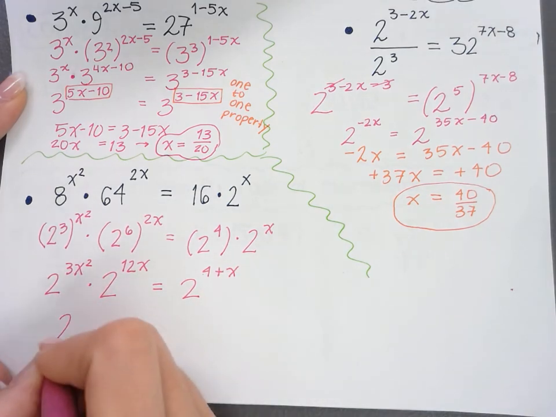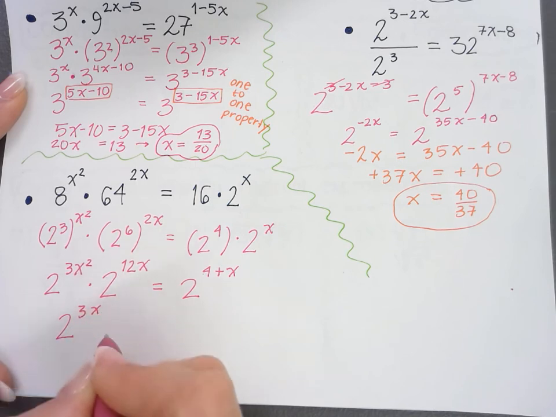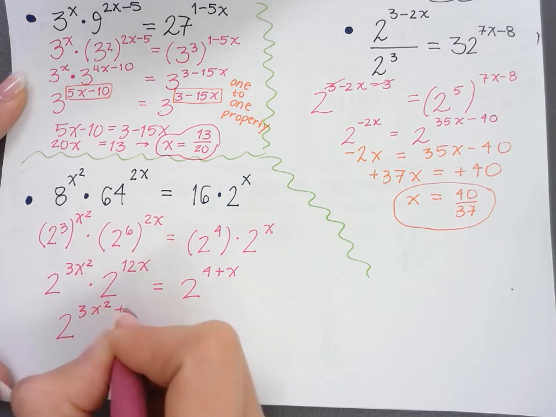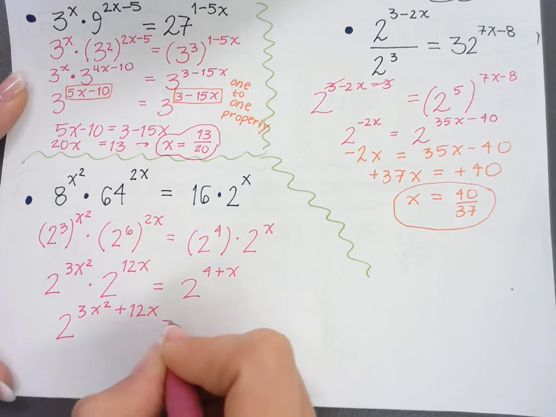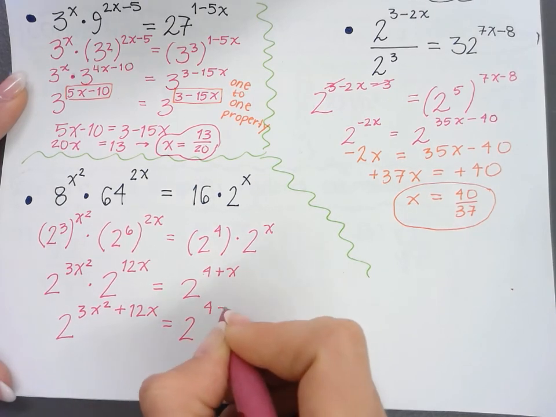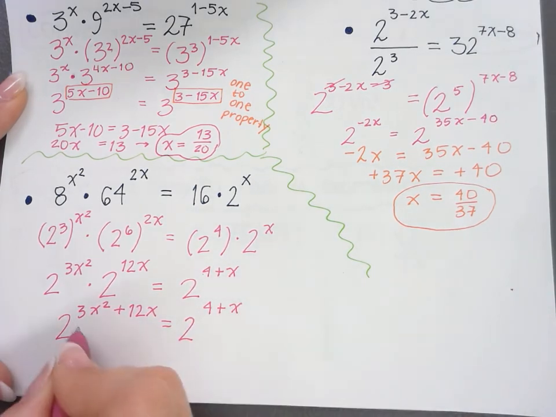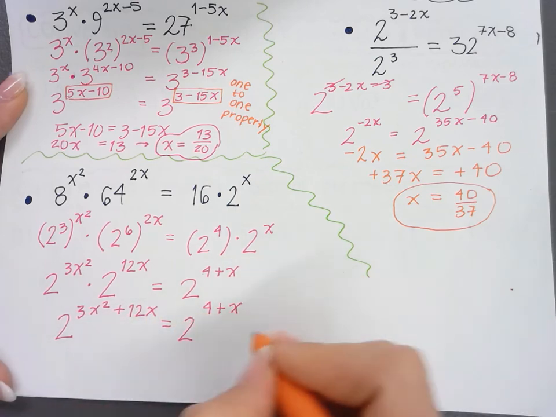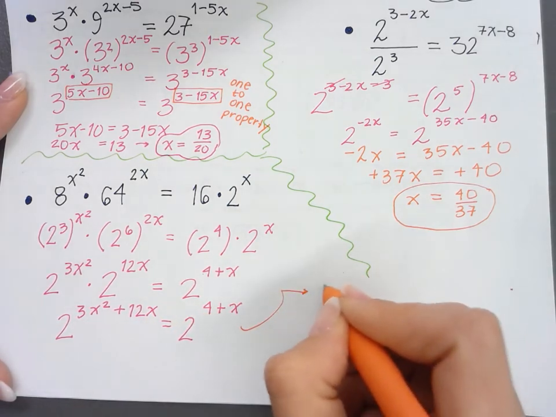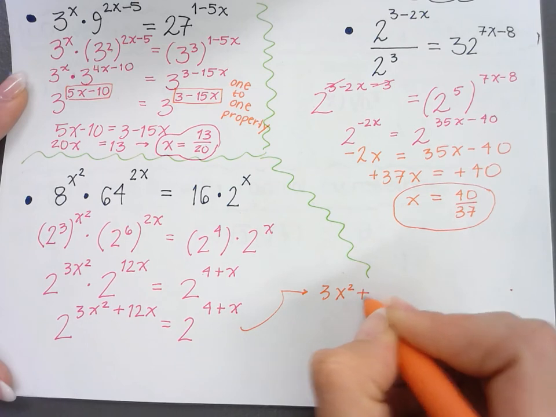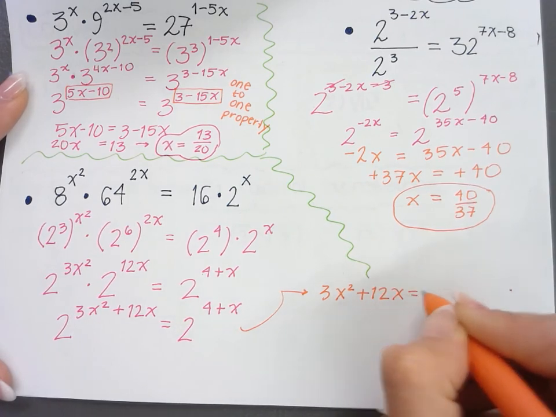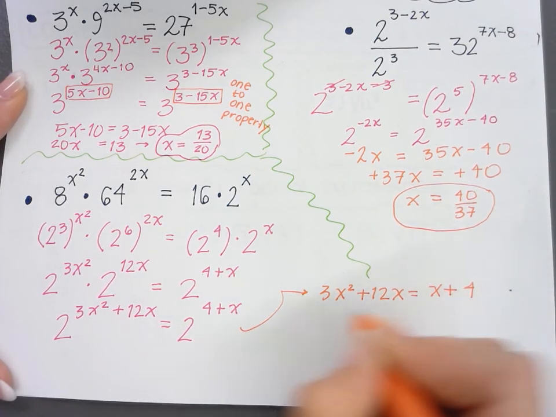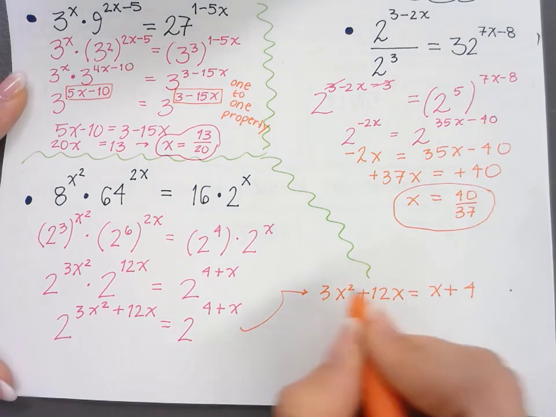Same here. 2 to the 3x squared plus 12x. One-to-one property in action right now. I'm going to set those powers essentially equal to each other. There's a 2 on each side raised to a power. Those powers must be equivalent. So from there, 3x squared plus 12x equals, I'm just going to write it as x plus 4. Now what kind of equation are we working with? This is from earlier lessons. This is a polynomial. It's a quadratic.